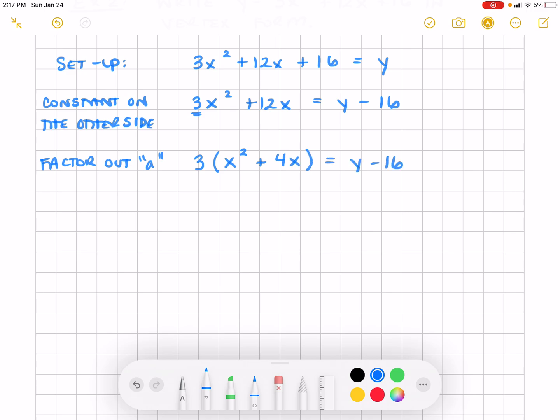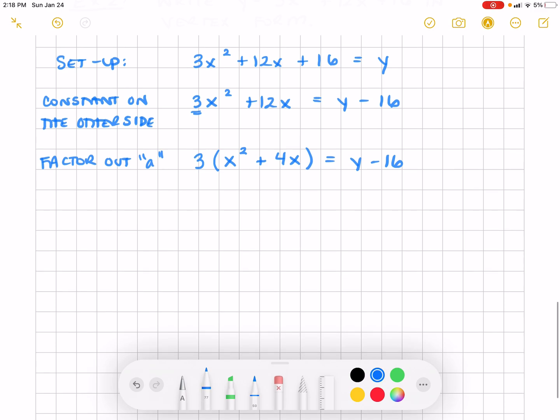And so let's just take a look really quick at what we did. What we basically did is we undistributed the 3. So if I were to distribute the 3 back in, I would get back to the step above. So I'm not changing the equation, I'm just changing the way that it looks. And that is how you get the a value out front in vertex form. So now what we need to do is complete the square.